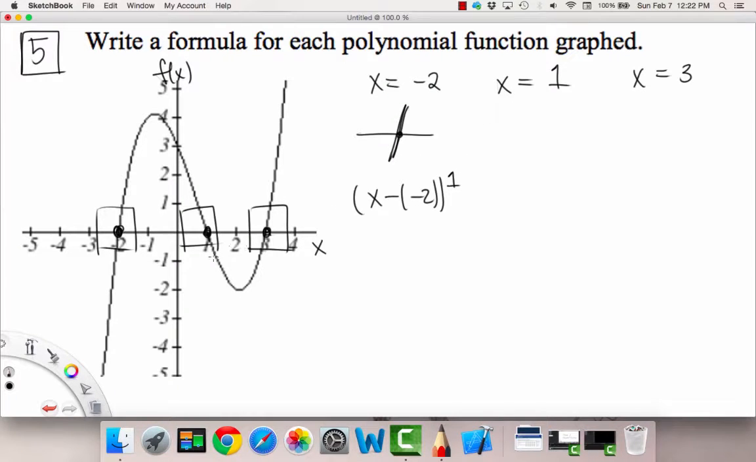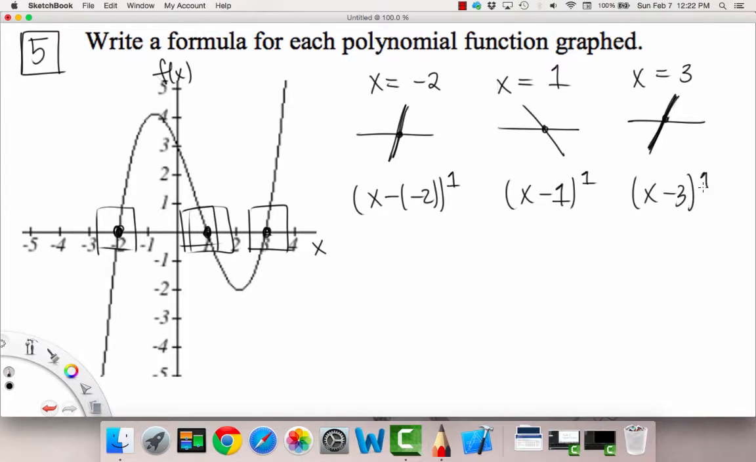All right, now let's look at x equals +1. So this one right here, we have a graph that looks like this. Again, it looks linear, right? So we're just going to have x minus whatever our root was, and then to the 1 power. And lastly, we look at x equals 3. Our graph, again, looks like a linear thing, okay? So we're just going to have x minus 3 to the 1 power.